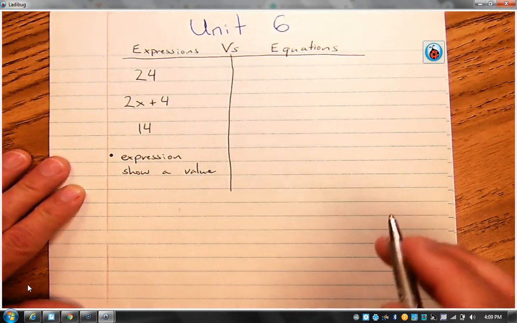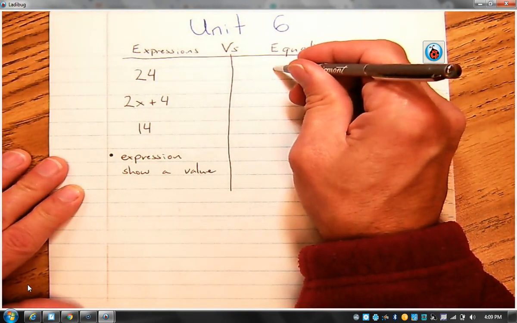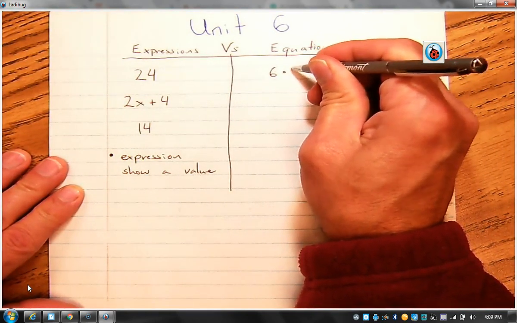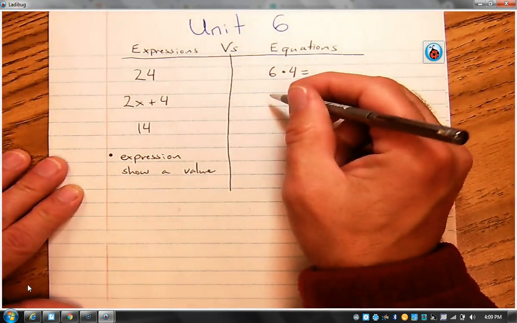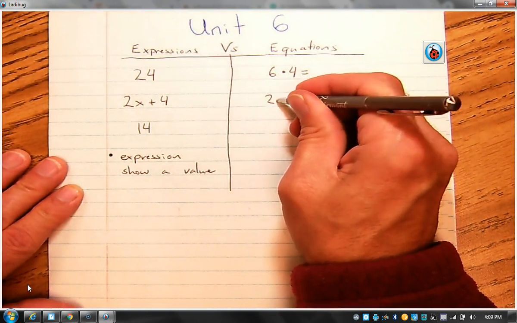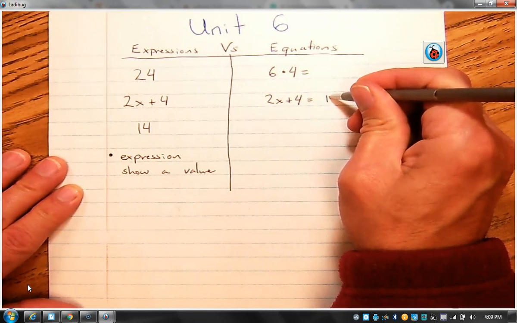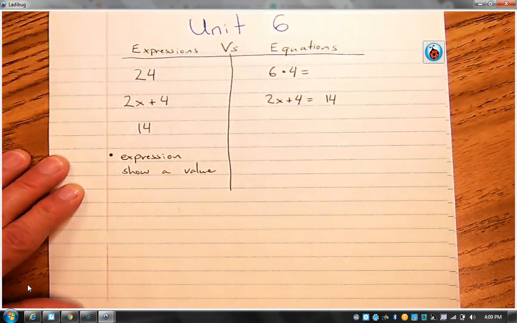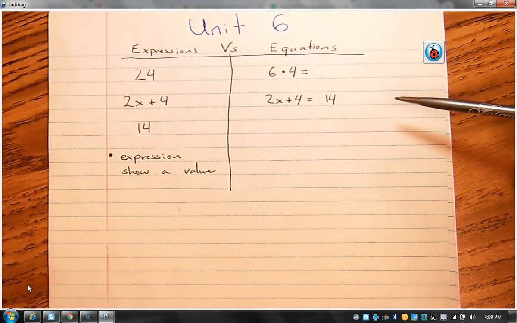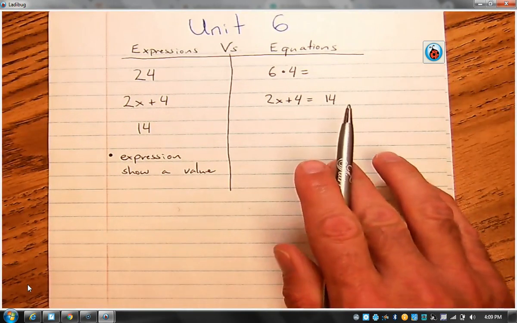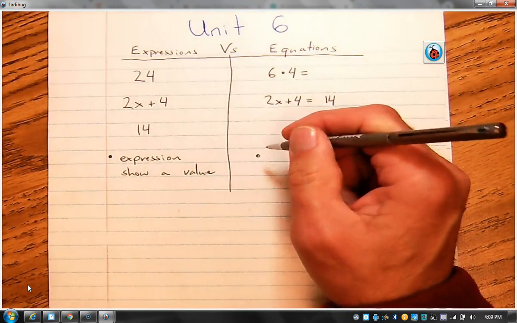So here's an equation. You ready? So an equation could be 6 times 4, and then I could have this as an equation. That's also an equation. The big thing that you notice is that in an equation, you always have an equal sign. So equations have equal signs.